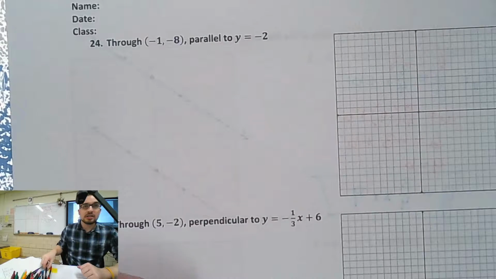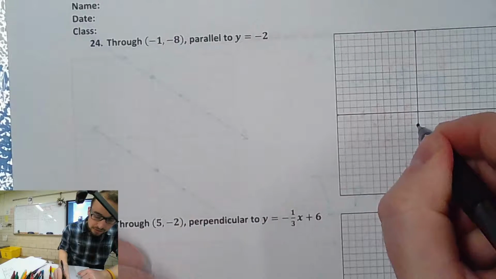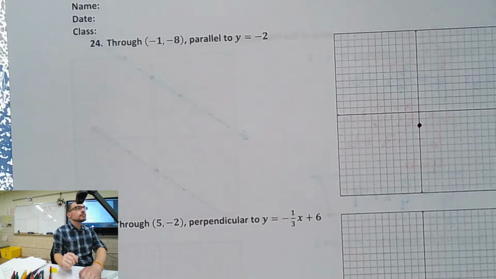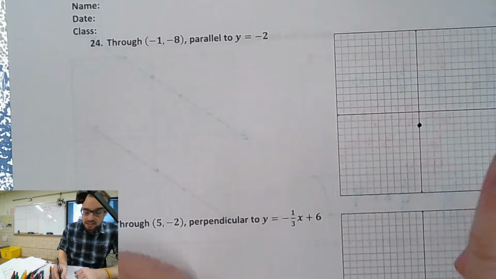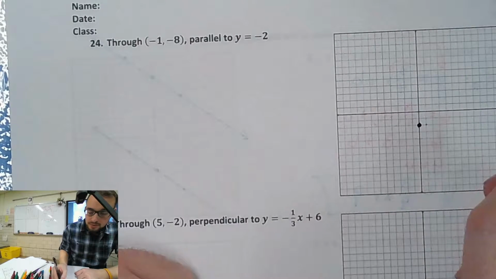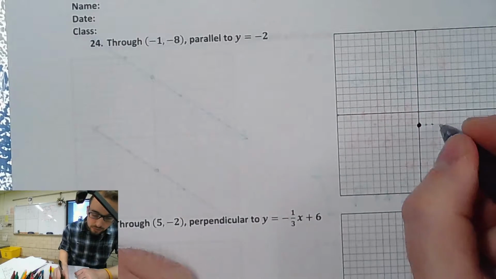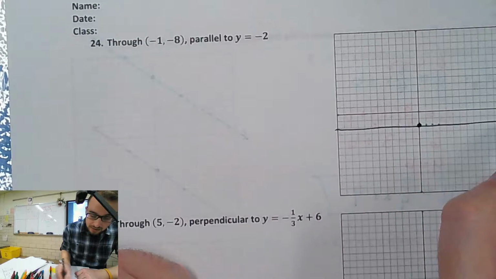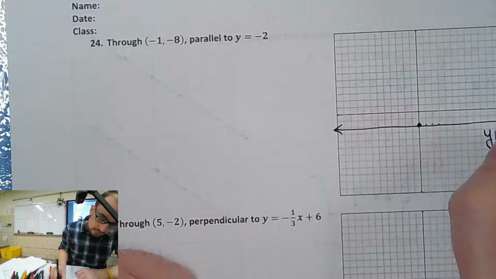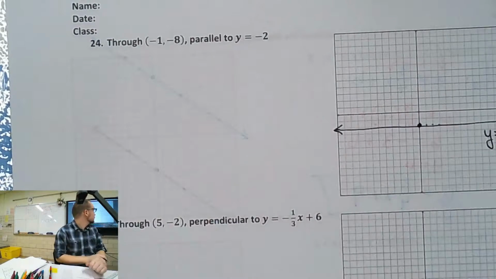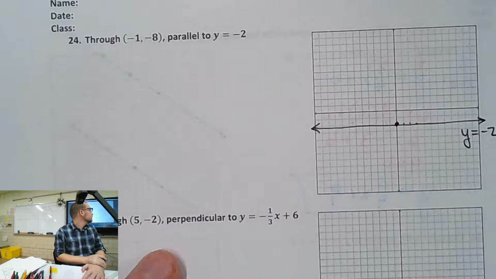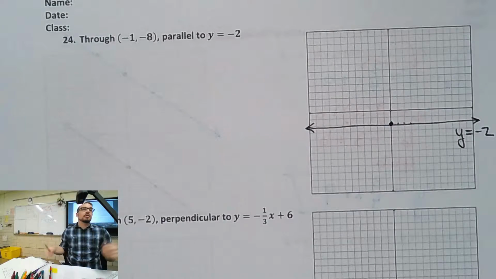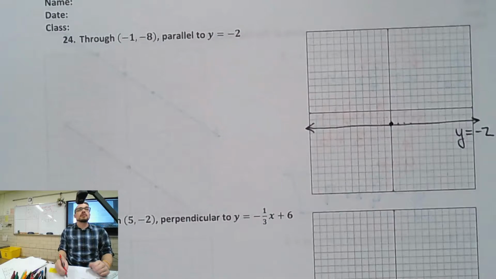Well, first of all, what is y equals -2? Here's where y equals -2 on the y-axis, right? We want all the points where y is -2. Well, (1, -2), (2, -2), (3, -2) all have y equal to -2. What kind of a line is that? Horizontal. So if we want it parallel, our other line also has to be horizontal.